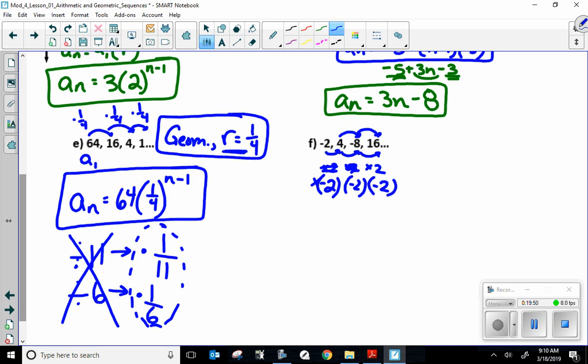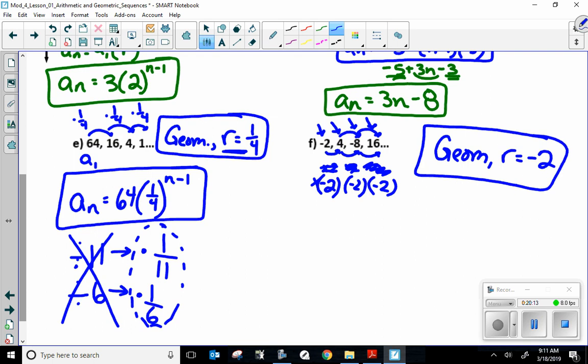Okay, so anytime I have to flip the sign, see how the sign changes from negative to positive to negative. That means when I multiply something, I'm multiplying by a negative value. Multiplying by a negative value flips or switches my sign. All right? This is definitely geometric. My r is negative 2.